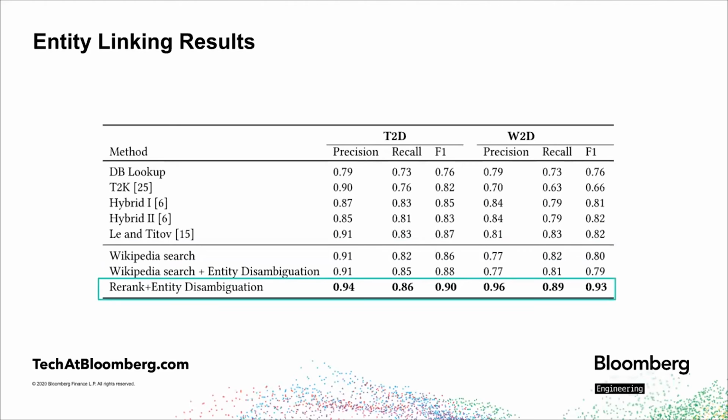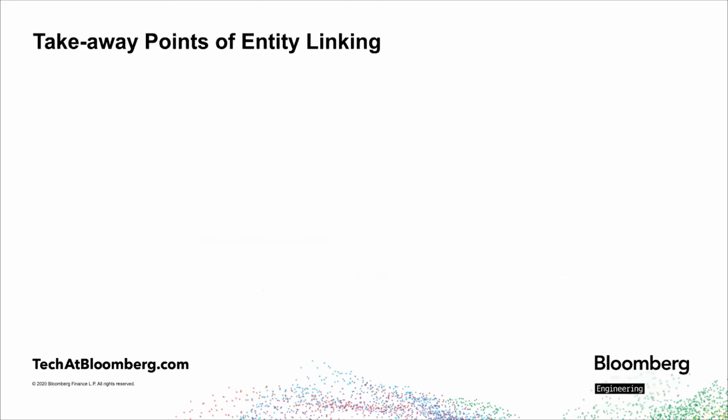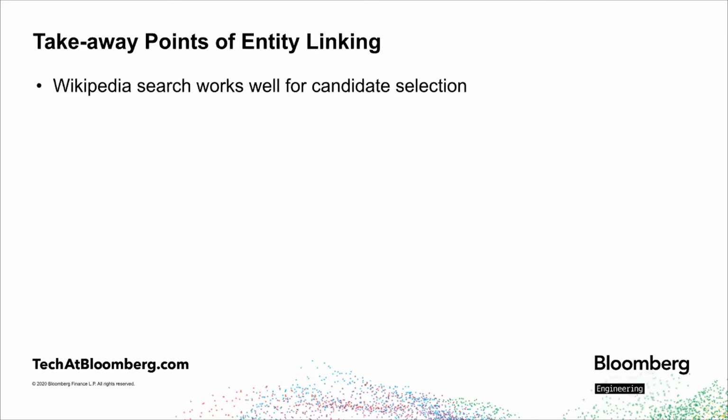So we won't overclaim on contribution here, because for unlinking, I think there are still a lot of potentials for this task, especially for tables. I just want to share some takeaway points, which are important for people who are working with unlinking in tables. So do consider Wikipedia search for the candidate selection step. Just see how that works. And also both lexical and semantic similarities contribute, which is not surprising.